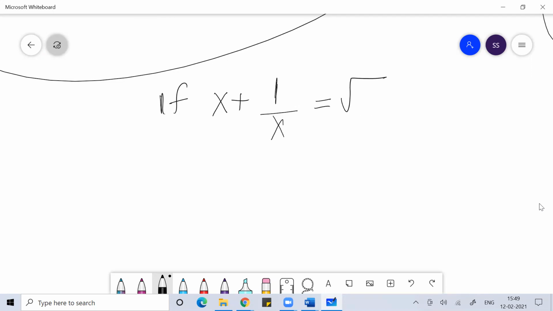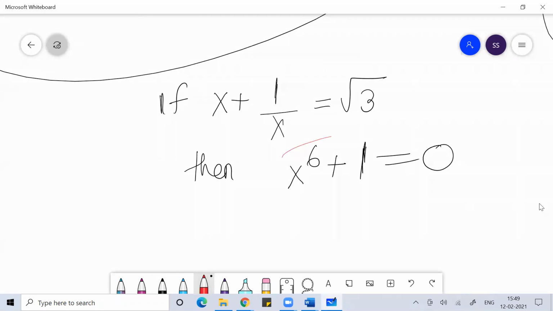So if x plus 1 by x is equal to root 3, then always remember, x to the power 6 plus 1 is equal to 0. Please remember, it is a very important concept from the exam point of view. If x plus 1 by x is root 3, then x to the power 6 plus 1 is equal to 0. So this you have to remember.